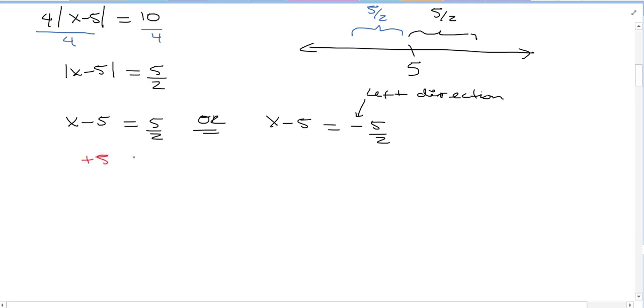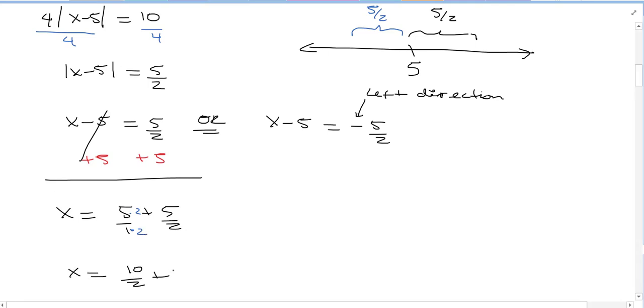All right, so let's solve. Add 5 to both sides. And what do we get? This becomes just x equals 5 plus 5 halves. Get a common denominator. The common denominator is 2, so multiply top and bottom by 2. So I get x is 10 over 2 plus 5 over 2, which is 15 over 2. I like fractions, so just leave it as a fraction. There's no need to change that to 7.5.